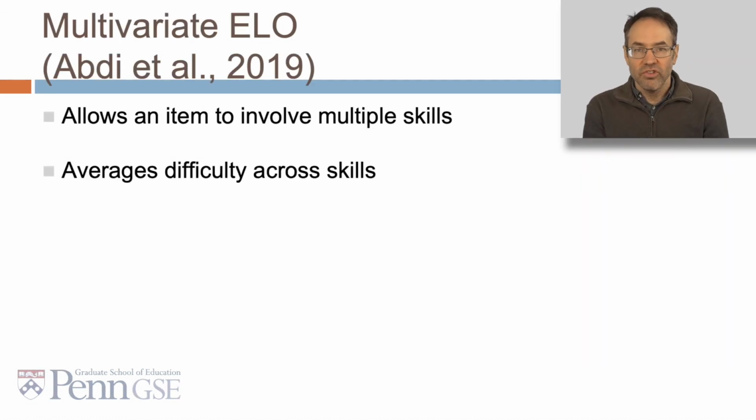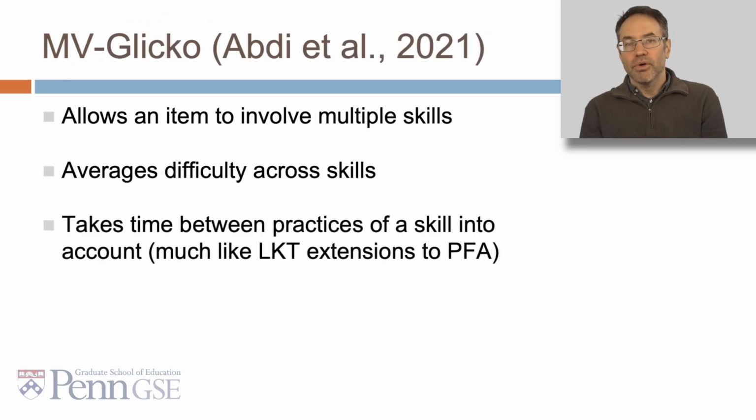Now, an important extension to Elo is multivariate Elo, which allows an item to involve multiple skills and averages difficulty across skills. Another important extension is MV-Glicko, which allows an item to involve multiple skills, averages difficulty across skills, and takes time between practice of a skill into account, much like LKT extensions to PFA can do.